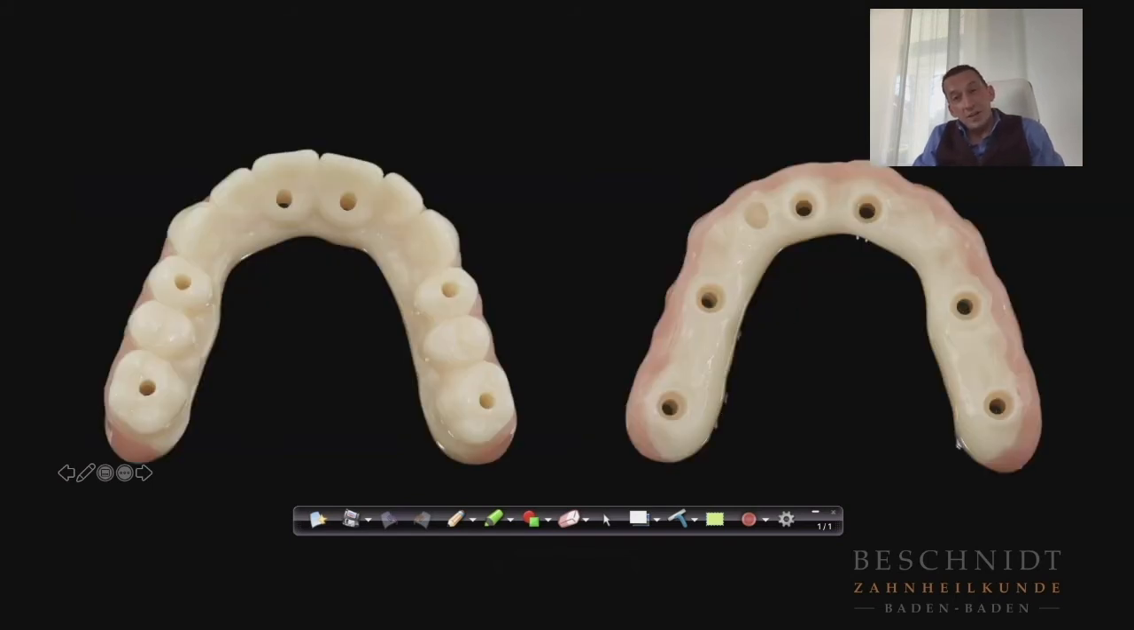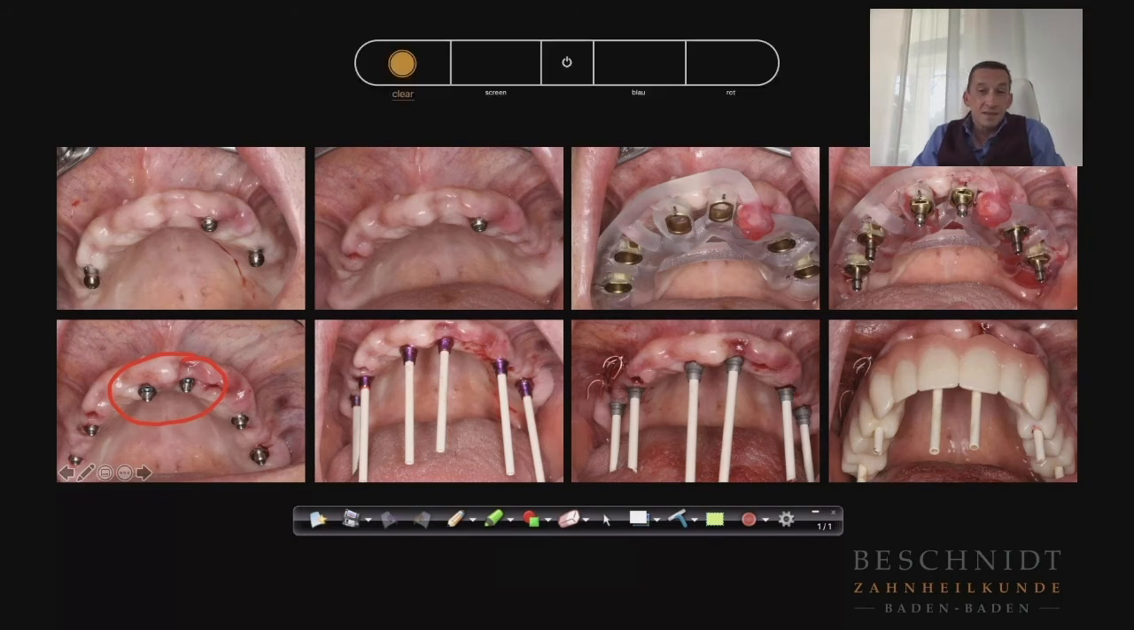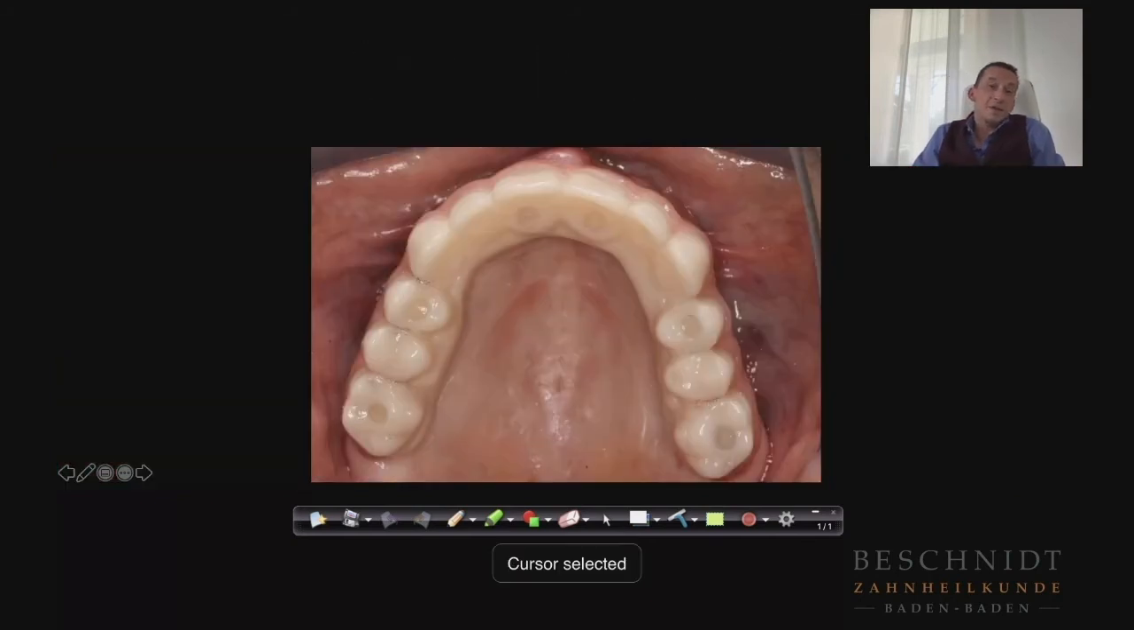This is what I got after digital planning, and now we place the progressive lines through the guide. We place the angulated abutments. Those 2 abutments are angulated. Then we place the conical sleeves. We try in the fixed provisional, which is now luted to the sleeves. And this is after screwing in.